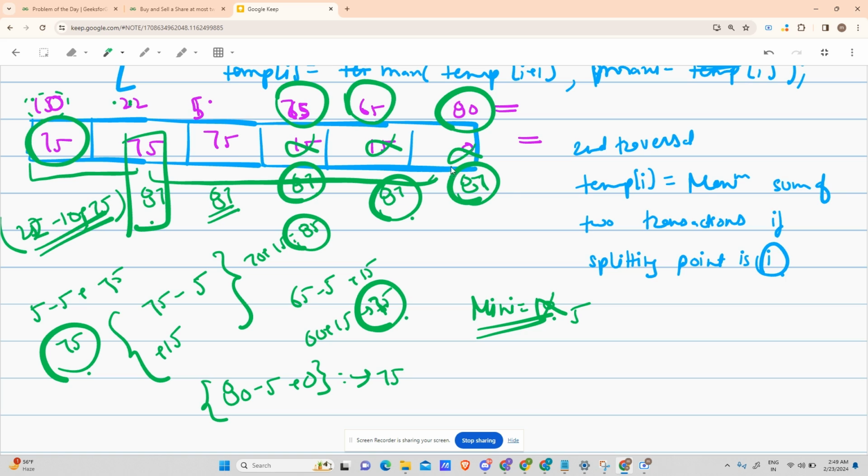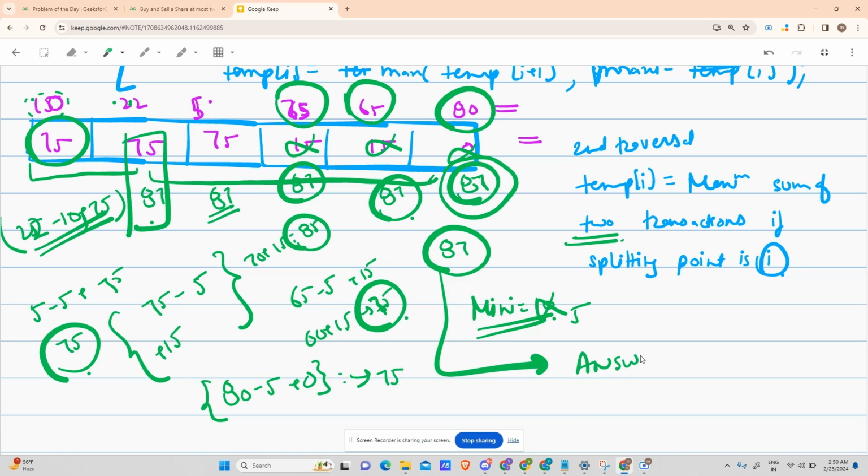I see the maximum value obtained to me after two transactions is 87. And that is the answer I need. So it will be my final answer.